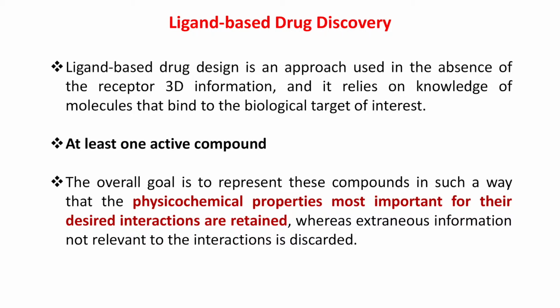These methods use a set of reference structures collected from different studies that are known to interact with the target of interest, and analyze their 2D and 3D structure. The overall goal of these methods is to represent these compounds in such a way that physicochemical properties most important for their desired interactions are retained, whereas extraneous information not relevant to the interaction is discarded.